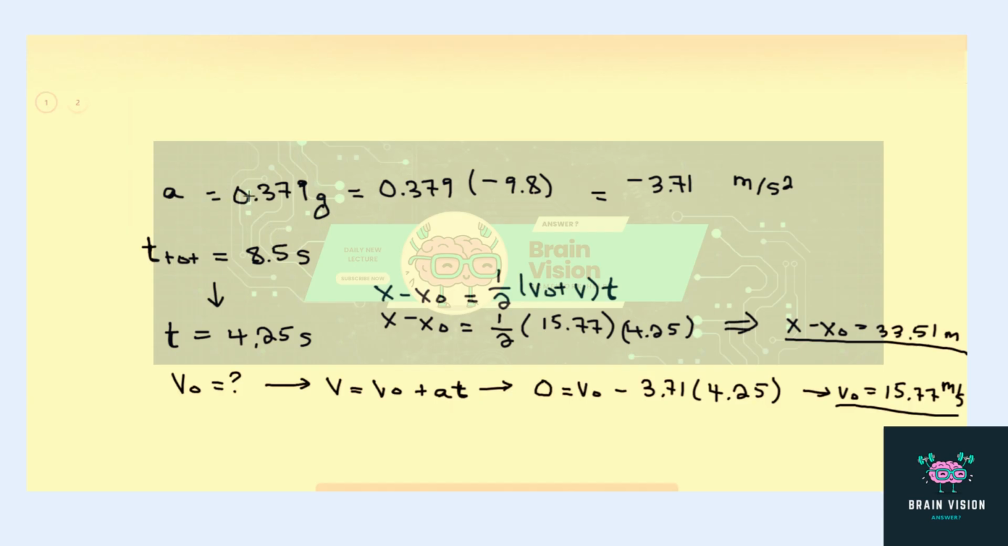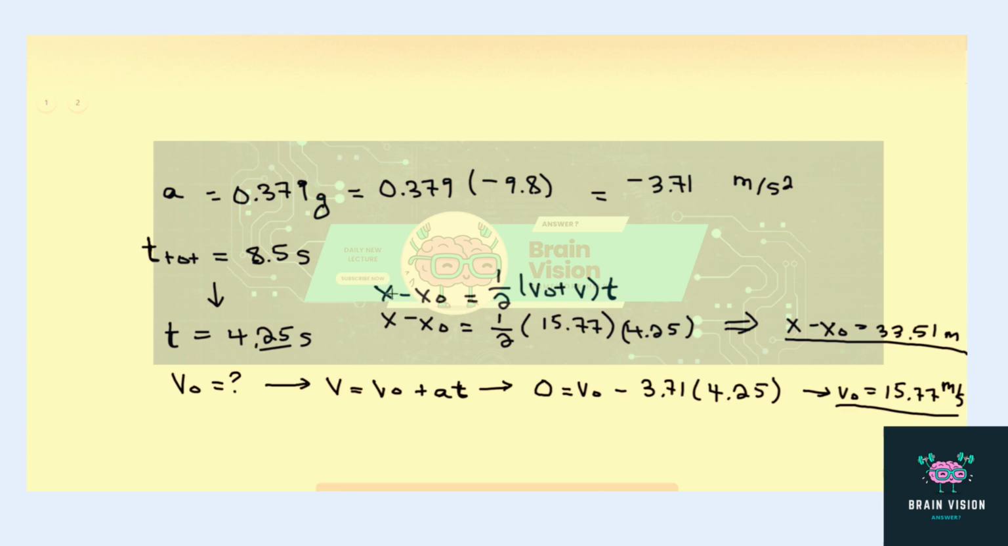So in this problem, we have an acceleration of 0.379 g, and then when we plug in for what g is, we are able to get an acceleration on Mars of negative 3.71 meters per second squared. We're also told that the time for the object to go all the way up and then all the way down is 8.5 seconds, meaning that the time for the object to go only up is 4.25 seconds, half of the 8.5.